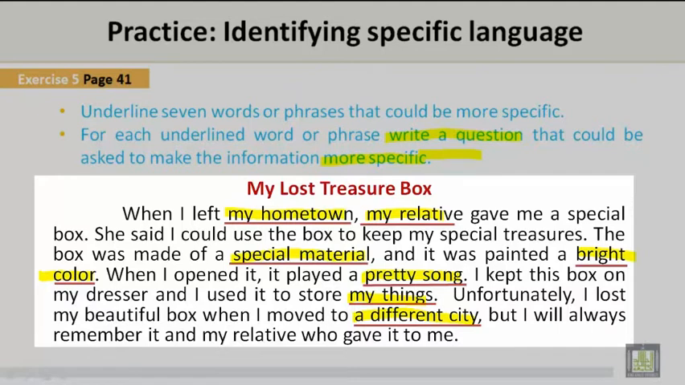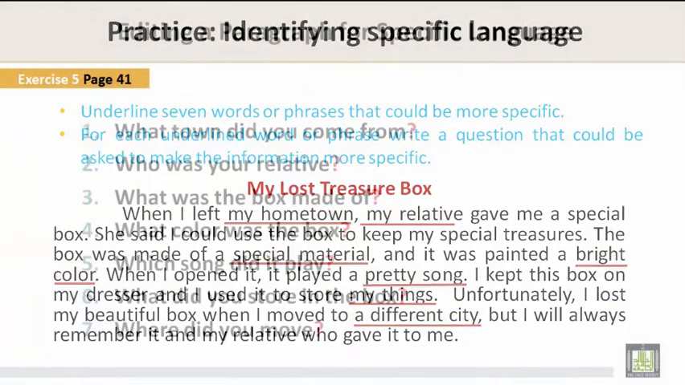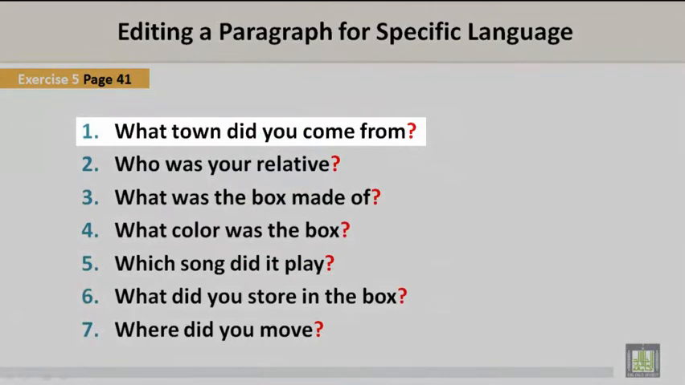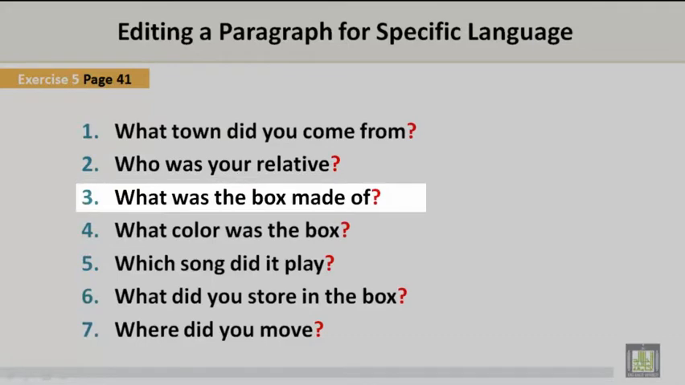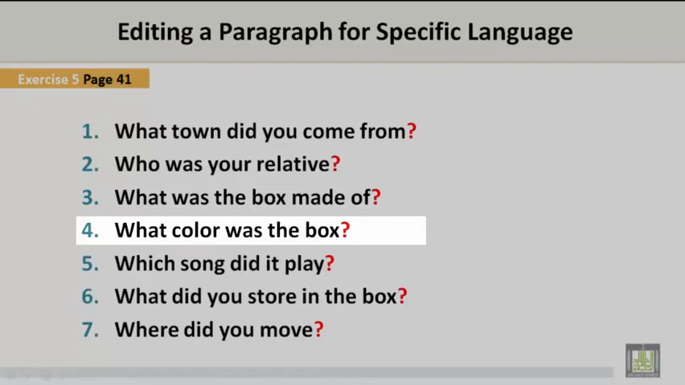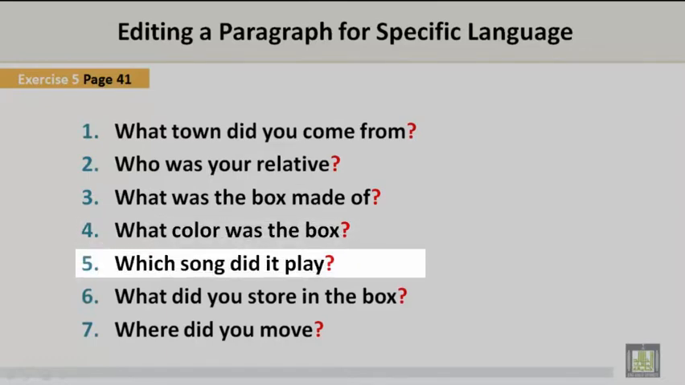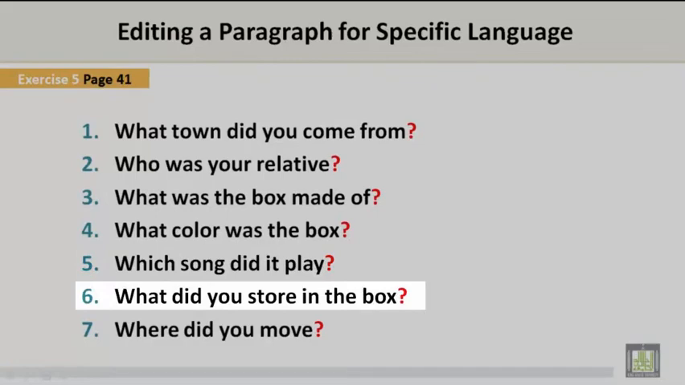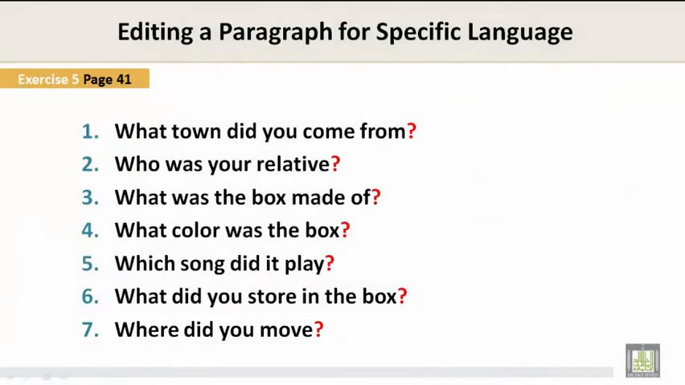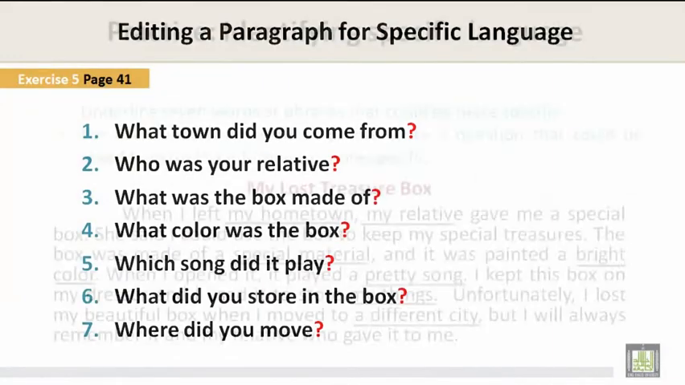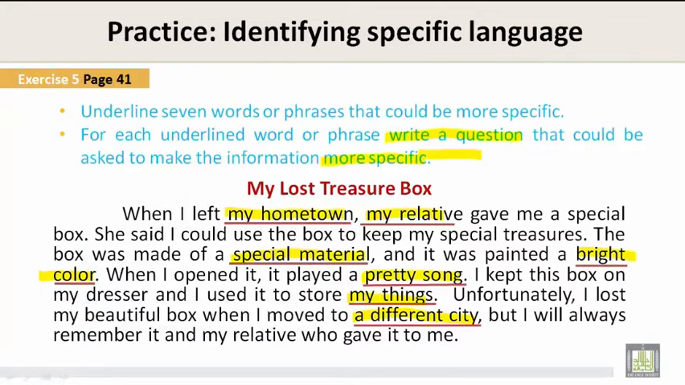Now, for the underlined and highlighted words, we will look at a question that could be asked to make the information more specific on this slide. Number 1, what town did you come from? Number 2, who was your relative? Number 3, what was the box made of? Number 4, what color was the box? Number 5, which song did it play? Number 6, what did you store in the box? And number 7, where did you move? What do these questions correlate to? They correlate to each of the underlined words in this paragraph.